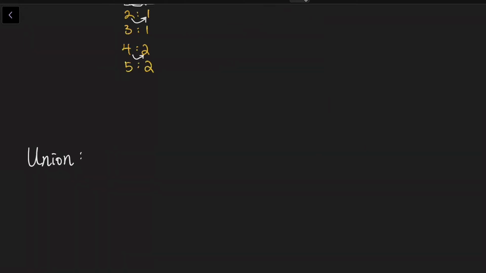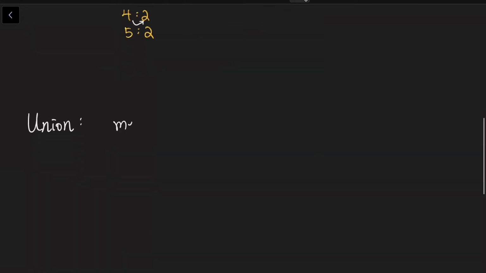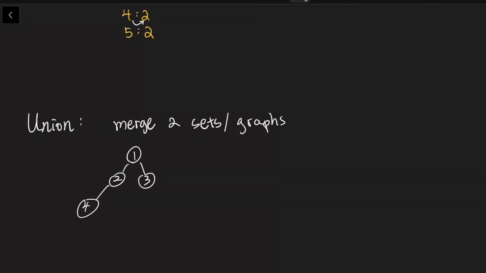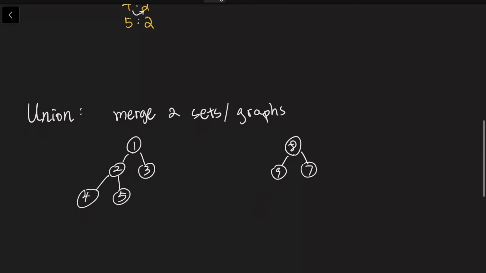And for union, we want to merge 2 sets together. You can also think of it as merging 2 graphs. So if we have this graph and another graph, like this, we want to merge these 2 graphs.